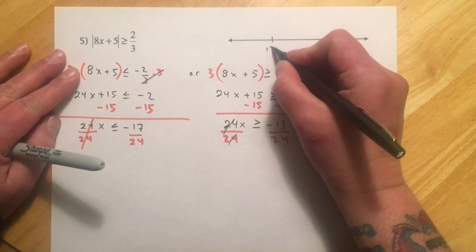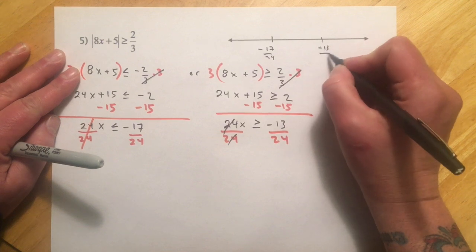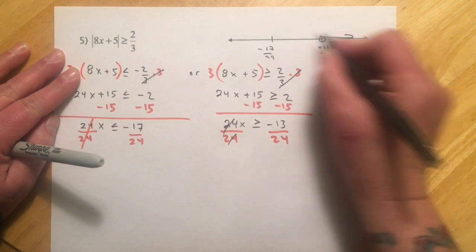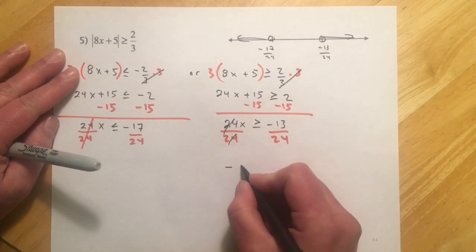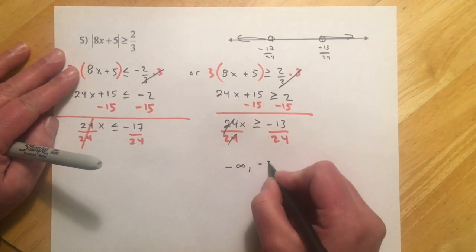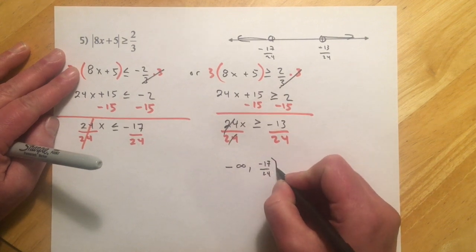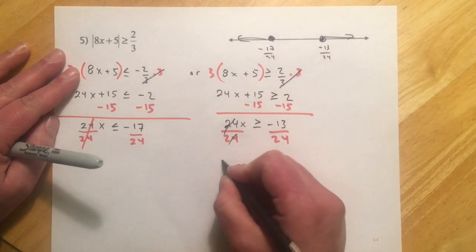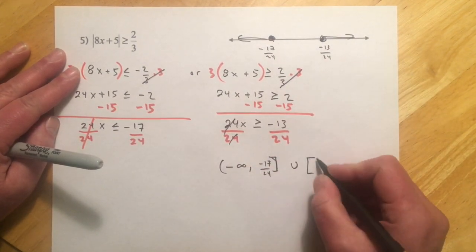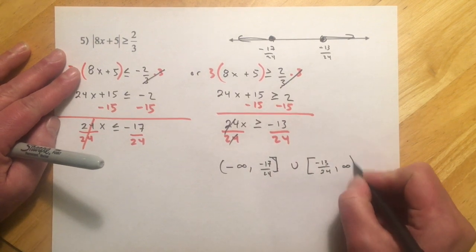So this would be negative 17 over 24. This would be negative 13 over 24. And our graph would look like that. And then our interval notation is just kind of what you would think. Let's see, open, oh, whoops, so this should be closed. And then that should be bracket, union, bracket to the negative 13 over 24.